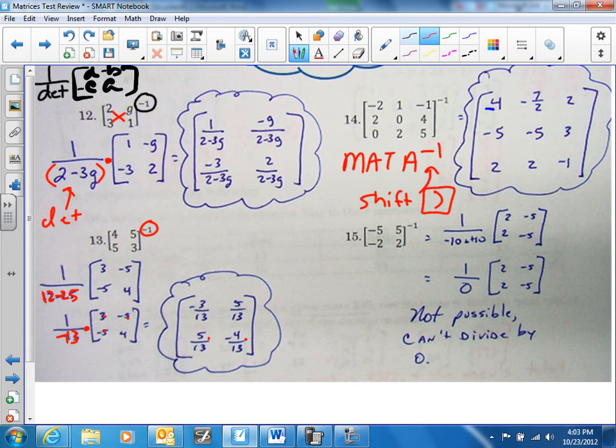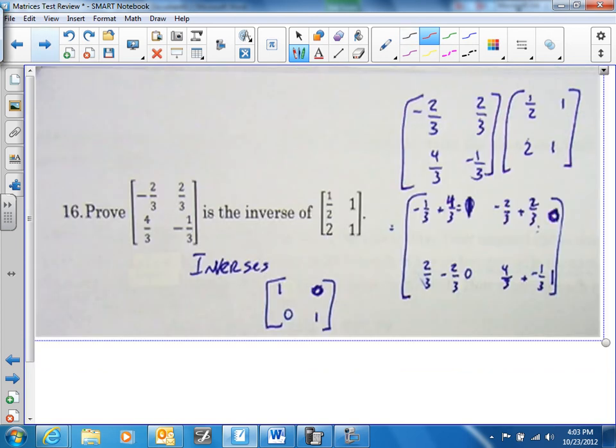Shift, parenthesis to give you that negative 1. All right. Now, on this one, your determinant, negative 10 minus negative 10 equals 0. So when you plug that in here, it is not possible because you cannot divide by a 0. Okay?